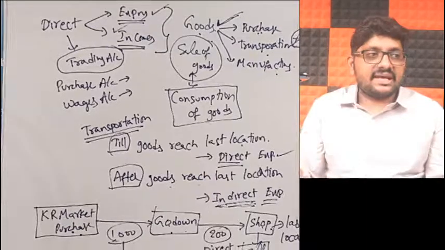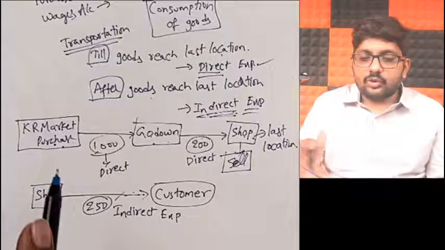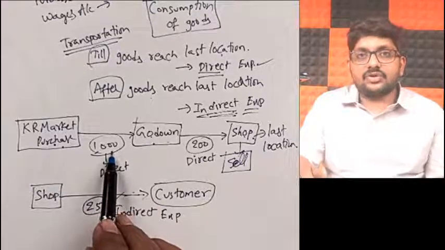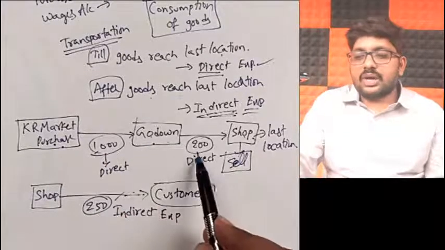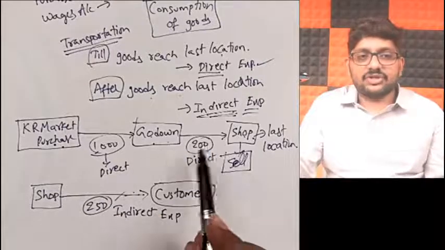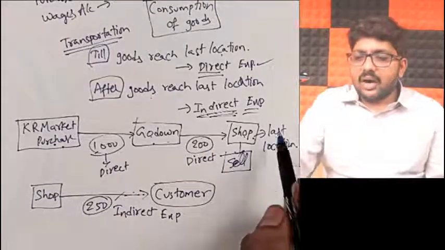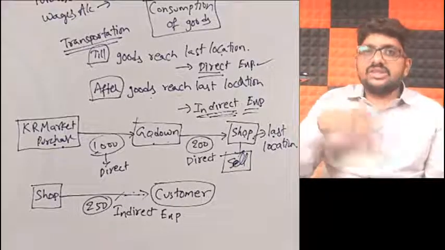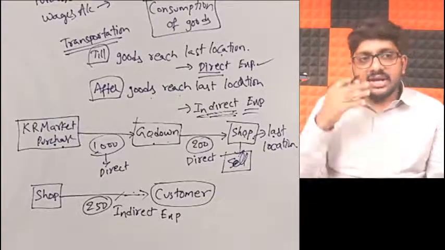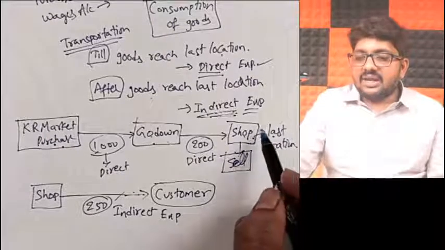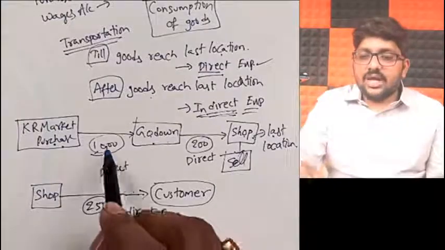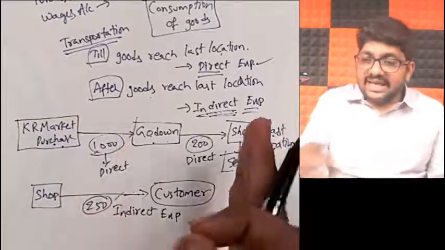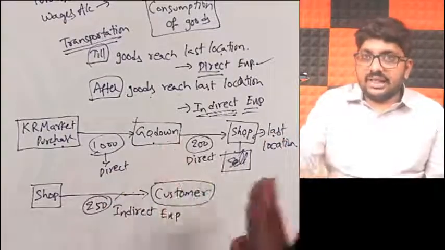Now for that I gave you an example. I go to KR market and buy, and after purchasing I bring it to my godown. To bring it to the godown, I paid 1000 rupees, and from the godown to my shop I have paid another 200 rupees for transportation of goods. Shop is my last location, because after the shop there is no point that I'll keep the goods with me. So both 1000 rupees and 200 rupees are my direct expense, because it is till the goods reach the last location, the shop.